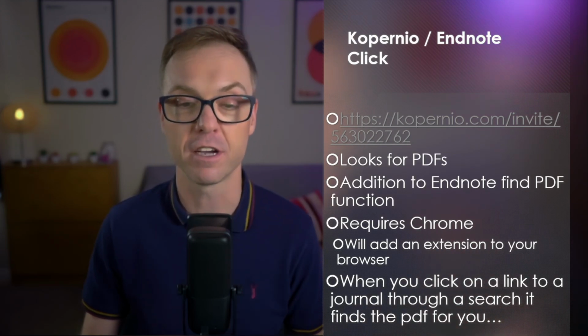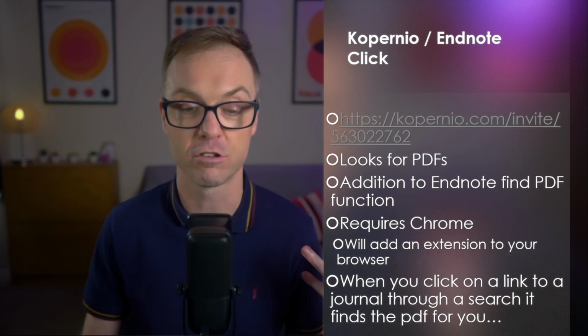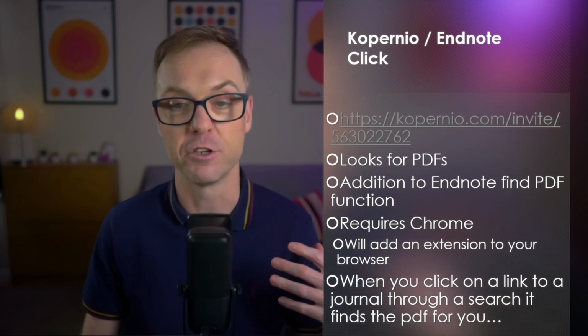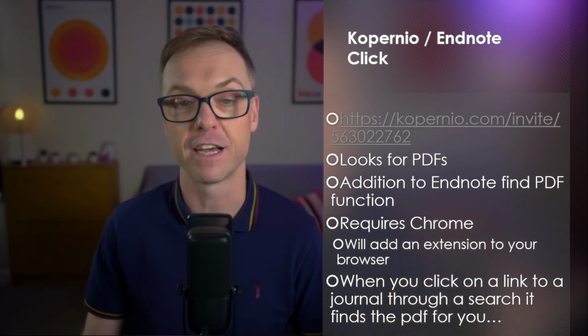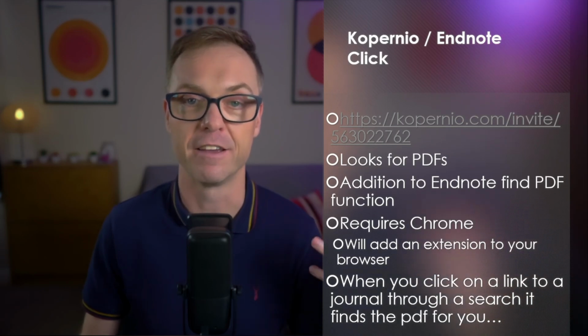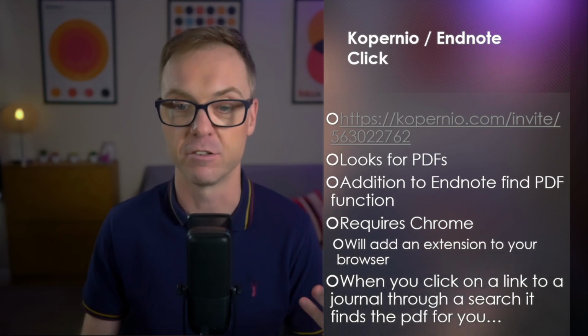You'll see that when you go to that link, you add in an extension to your Chrome browser, and when you go to a journal website, what you'll see is an overlay pops up asking you if you want to retrieve the full text, and you click on the link and it will take you to the PDF.